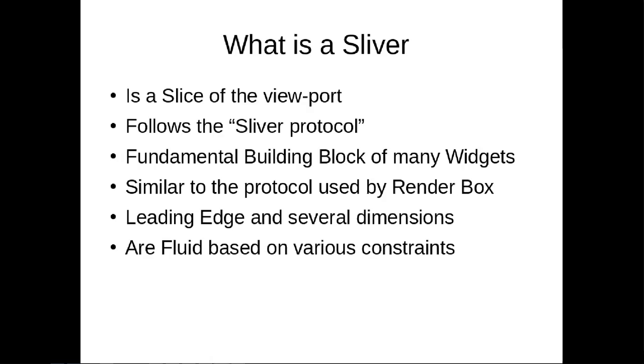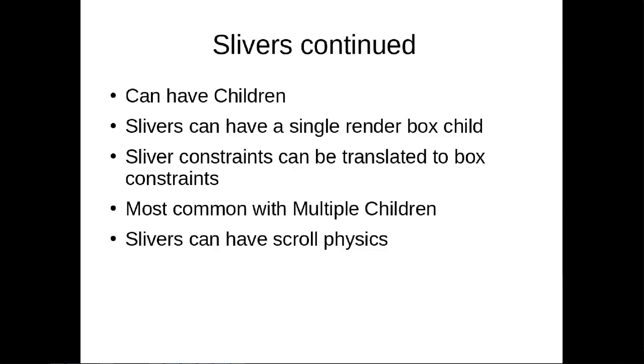This means when they get laid out, rather than getting a box constraint, they get a sliver constraints object, which then computes a sliver geometry object, which describes how the sliver actually fits in the viewport. With the render box protocol, on the other hand, you have a box constraints object, which then gives you a size object. Slivers can have children, and those children can be slivers themselves, or they can also be render box widgets. If a sliver has a render box child, it will take its sliver constraints object and change it into a render box constraint object to build out that child.